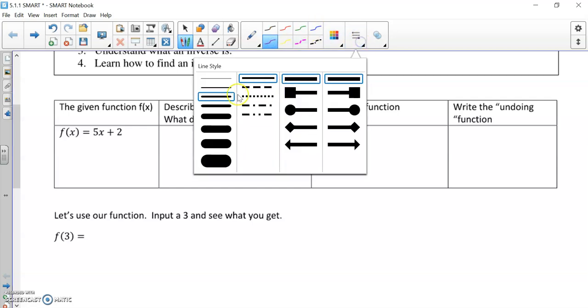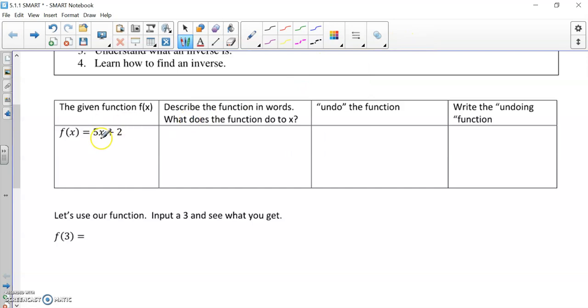Now you want to follow an order when you're doing this. So you look at this x and you say, okay, the first thing that happened to that x was that it was multiplied by 5. Okay, we multiplied it by 5. And then the next thing after x was multiplied by 5 was that we added 2. Okay, so that's pretty much all that happened in this function.